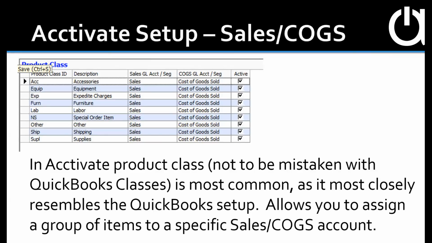Now, when you see a product class in QuickBooks, it's very different than a product class in Acctivate. In Acctivate, it's simply, this is a group of items. Product classes in QuickBooks, or QuickBooks classes, are quite different, and that's a longer conversation to have, but it's about looking at a P&L more horizontally rather than vertically.